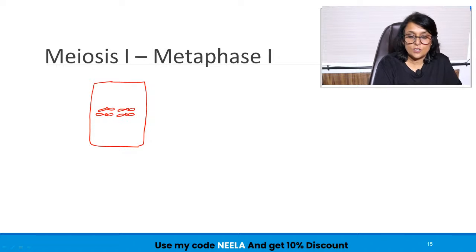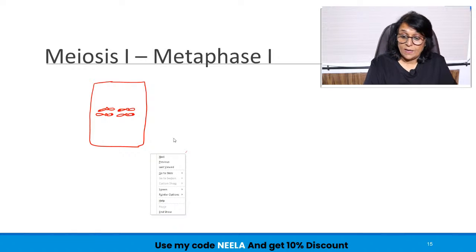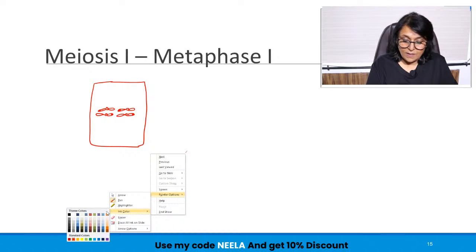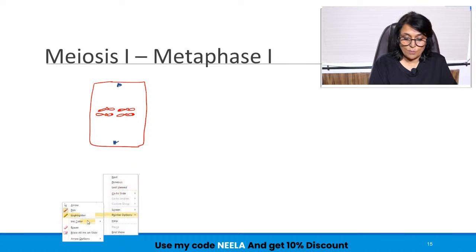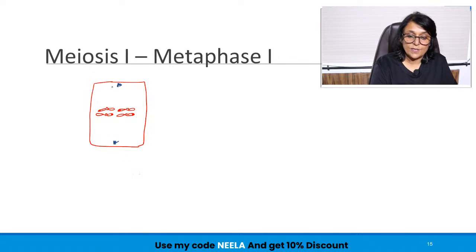But do you see a change? This is the chromosome with exchanged genetic material. This is the chromosome with exchanged genetic material. This is the chromosome with exchanged genetic material, and this is the chromosome. Let us make the centriole here and centriole here. Let us also make the spindle fibers, the aster rays and the spindle fibers.